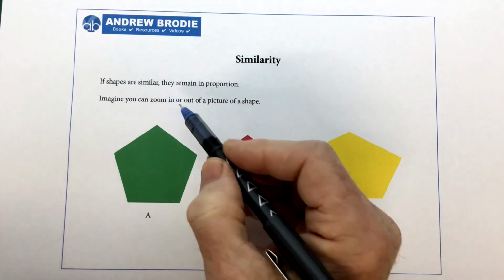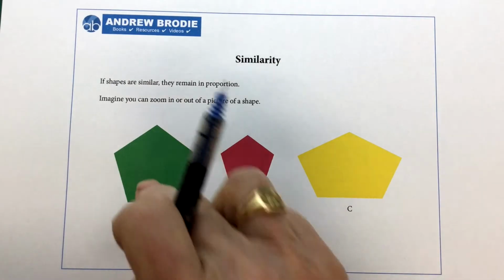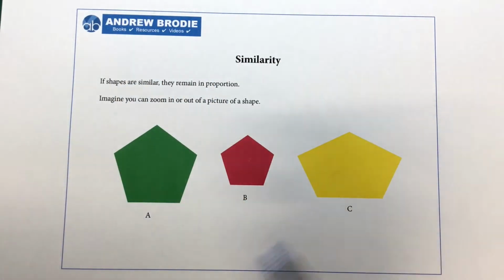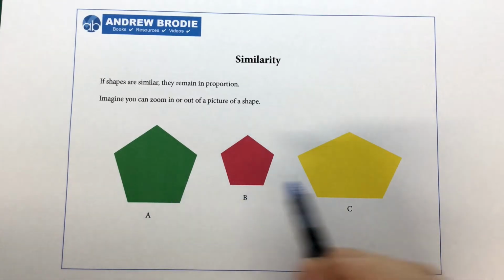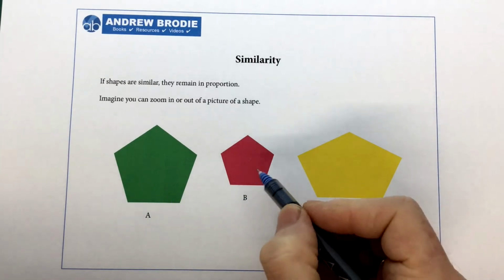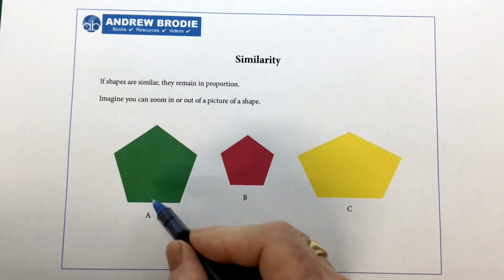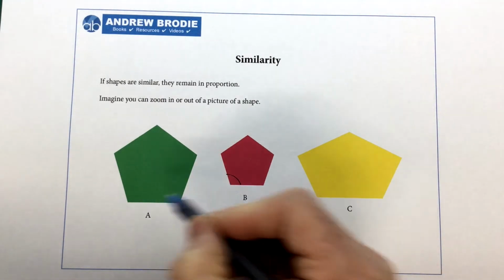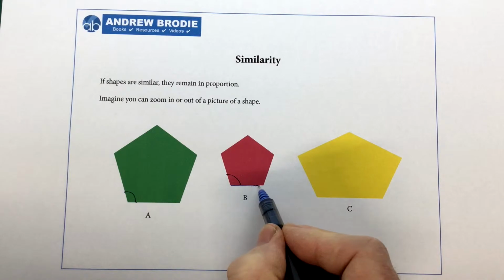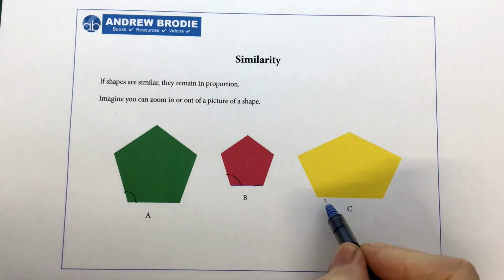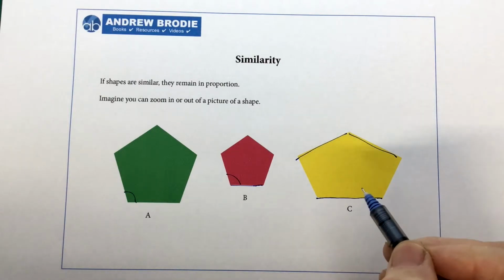If shapes are similar, they remain in proportion. If we look at shape A, imagine you can zoom in or out. Which one of these two matches A? They are all pentagons, but actually the only one that matches A is B. It is similar to A because the angles remain the same and the lengths of the sides are expanded in proportion, whereas this one, the angles are no longer the same.